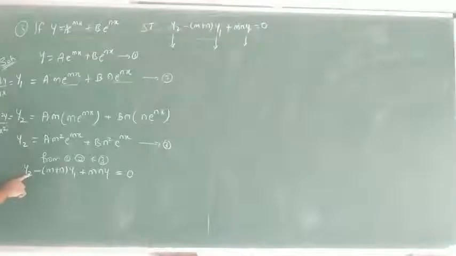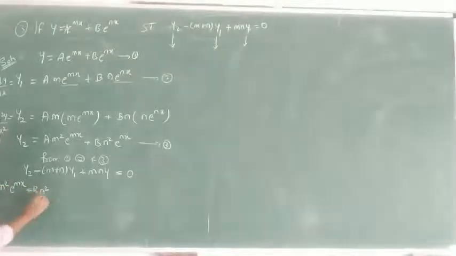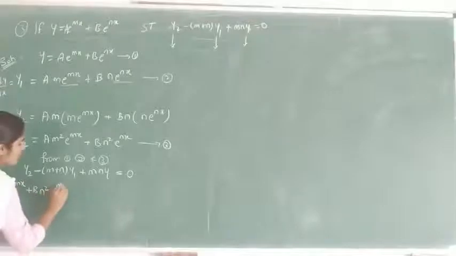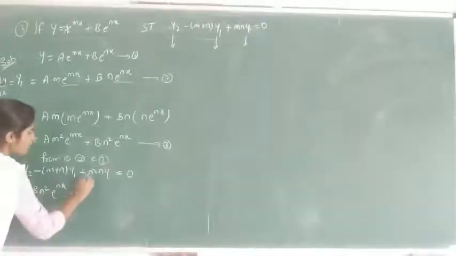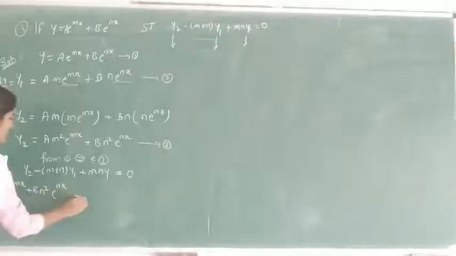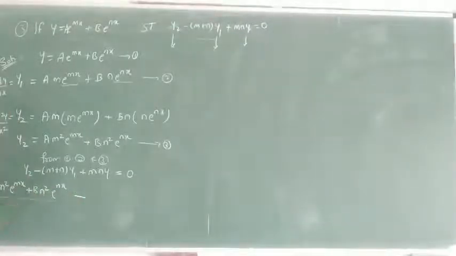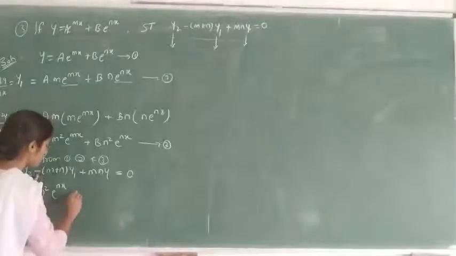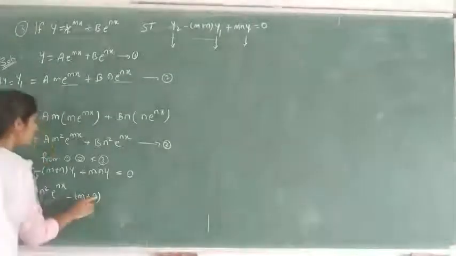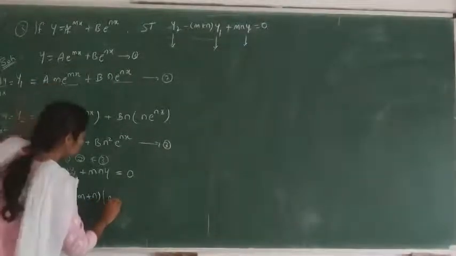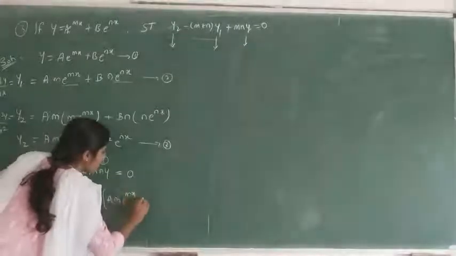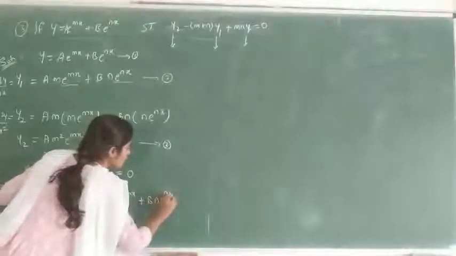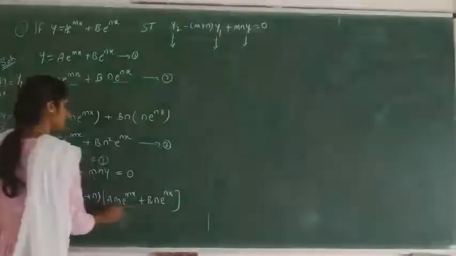First, what is y2? See, y2 is nothing but a into m square plus b into n square into e to the power nx. So this is y2, and then minus (m plus n) into y1. What is y1? I have it here: a into m into e power mx plus b into n into e to the power nx. So this is y1.